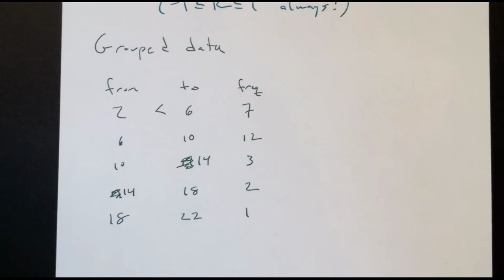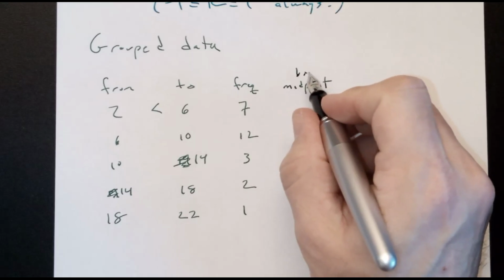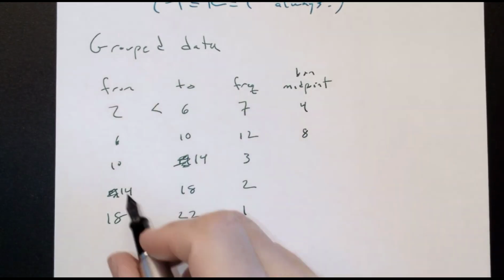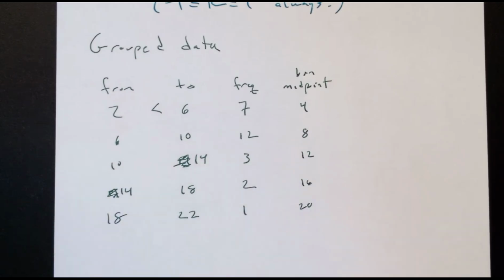So let's actually write that. Let's write the midpoint of each bin. So the midpoint of this one is 4. What's the midpoint of this one? Aha! I'm going to split all of these exactly in half. And so here's my assumption. My assumption is that I can consider this entire rectangle to be at the value 4, because that's the middle. I can consider the next rectangle to be at the value 8, because that's the middle.